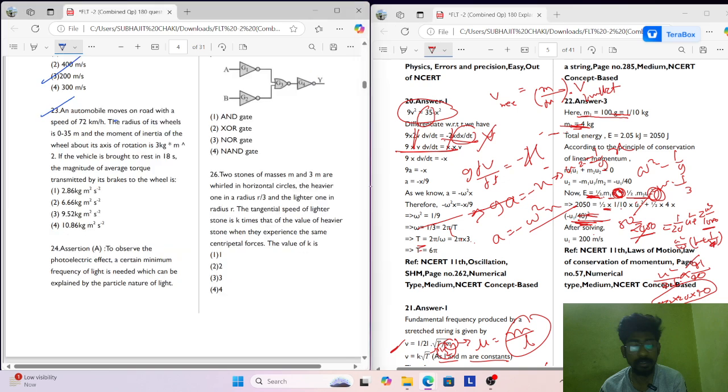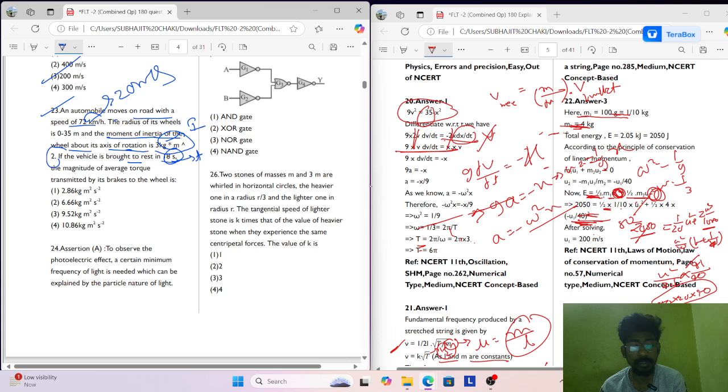An automobile moves on a road with the speed of 72 km per hour, that is equal to 5 by 18, multiplied with 5 by 18 to convert it to meter per second. That means 20 meter per second. The moment of inertia of the wheel about the axis of rotation is 3 kg m square. I is also given. If the vehicle is brought to rest in 18 seconds, the magnitude of average torque. Torque formula is I into alpha. I you know, 3. Alpha you have to calculate.